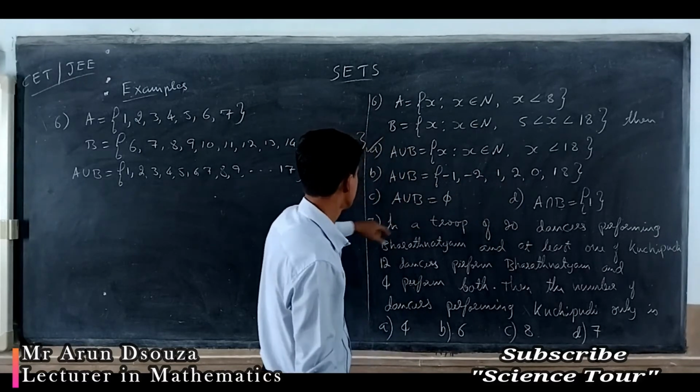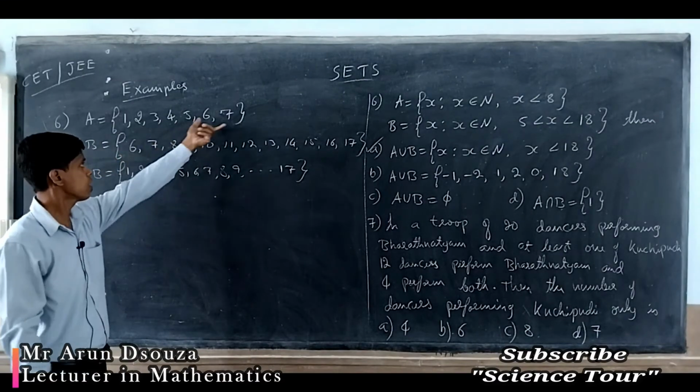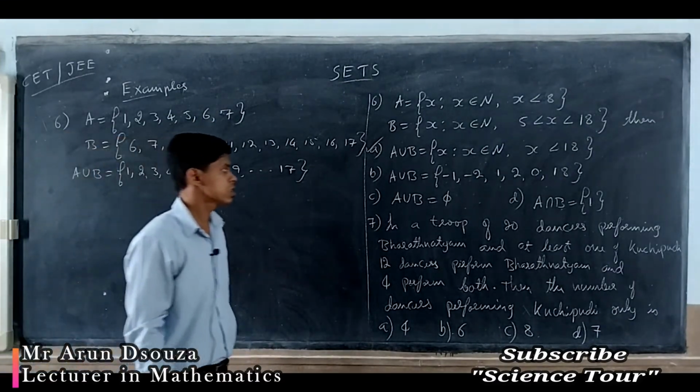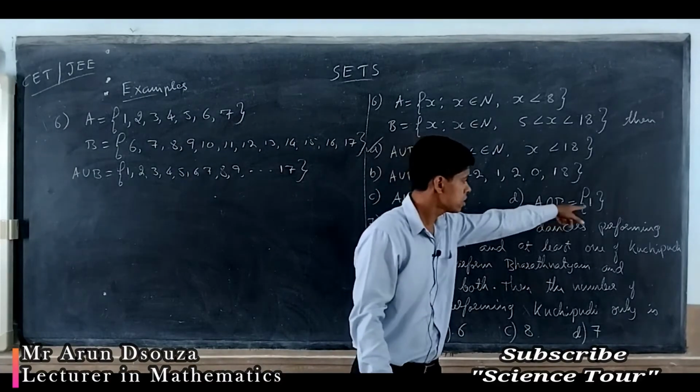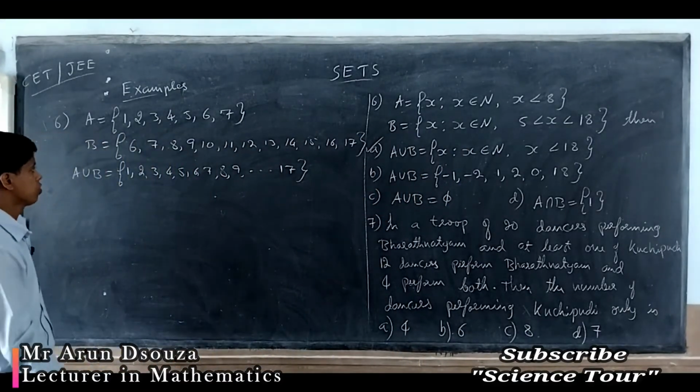What about union? Union is not empty. Even the intersection is not empty. Intersection will have 6 and 7. Union is not empty, and intersection is 6, 7, not 1. Well, therefore only the first option is the answer.